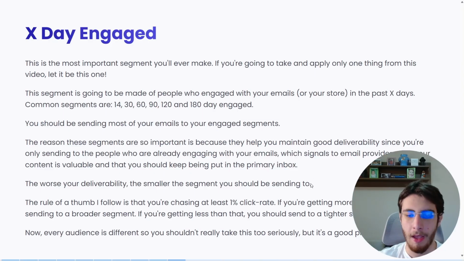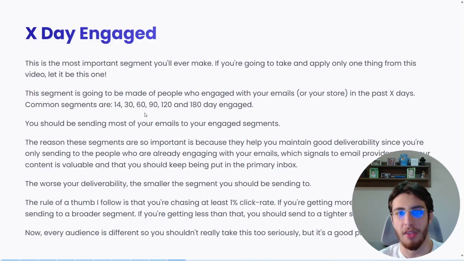So for example, I don't know if you know, in Klaviyo there's some sort of a deliverability score, which gives you a score of your deliverability from like 1 to 100, I think, right? So let me just put it that way. Let's say your deliverability is like 60. That would mean that you would need to send to a smaller segment compared to if your deliverability was like 80, right? So let's say it's 80, you're sending to your 60-day engaged. If it's like 60, you're sending to your 14-day engaged. Obviously, don't take this like, okay, he said 60, so I should send to 14-day engaged. I'm just giving this as an example, okay? But that's kind of the way you should think about it.